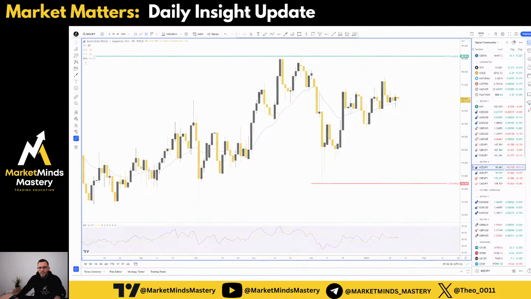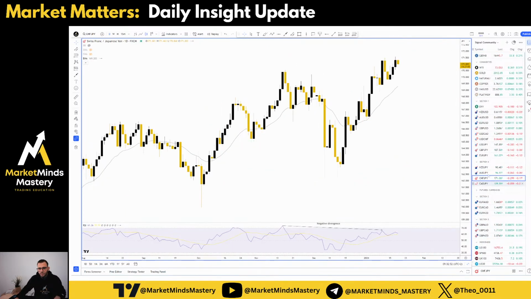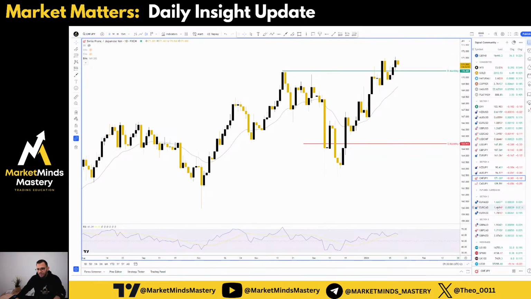Australian dollar, Japanese yen, as well as the Kiwi Japanese yen, nothing significant, very insignificant higher highs, so they don't really help us. The Swissy against the Japanese yen, it still makes some higher highs, all-time high actually. There is negative divergence here, as you can see from the RSI indicator.